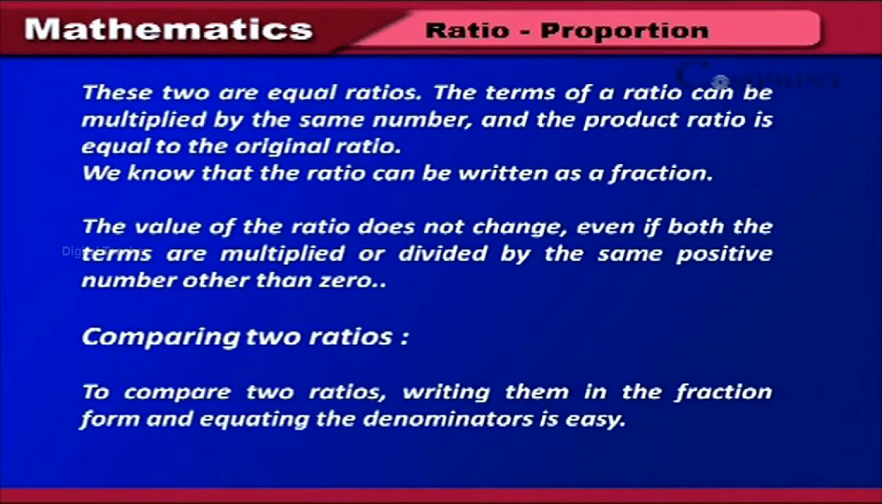The terms of a ratio can be multiplied by the same number and the product ratio is equal to the original ratio. We know that the ratio can be written as a fraction. The value of the ratio does not change, even if both the terms are multiplied or divided by the same positive number other than 0. Comparing two ratios. To compare two ratios, writing them in the fraction form and equating the denominators is easy.